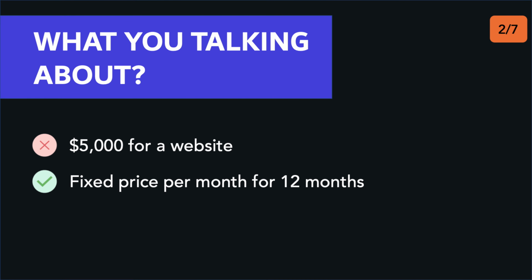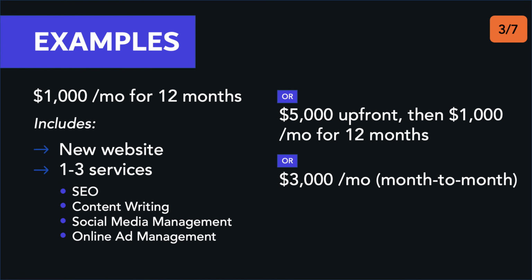I hear you asking. So in simple terms, we are not charging, let's say, $5,000 for a website. We are rather charging a fixed price per month over a specified period, like let's say 12 months. Here are a few examples. We've got $1,000 a month for 12 months, and that might include a new website and let's say 1 to 3 services such as SEO, content writing, or social media management, maybe even online ad management.